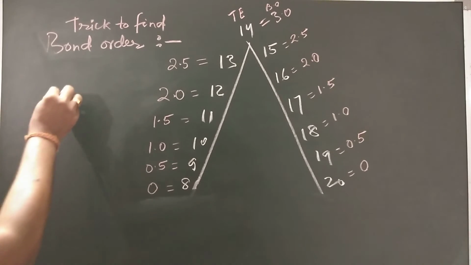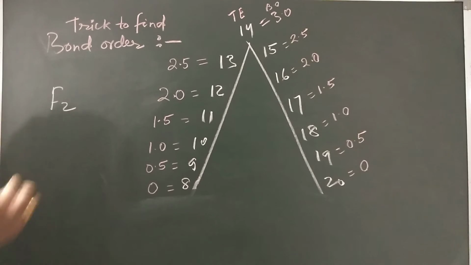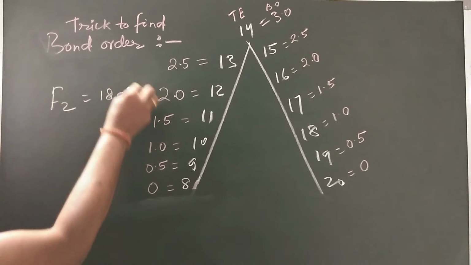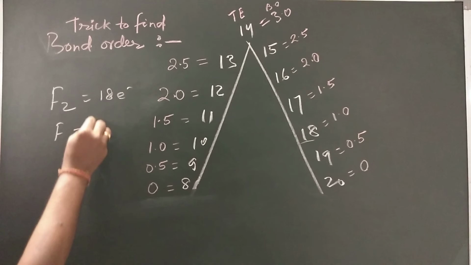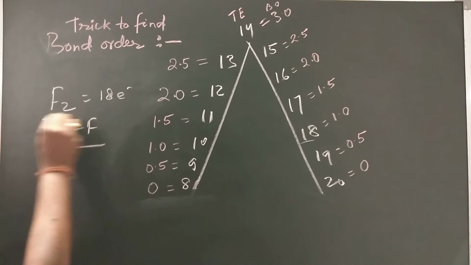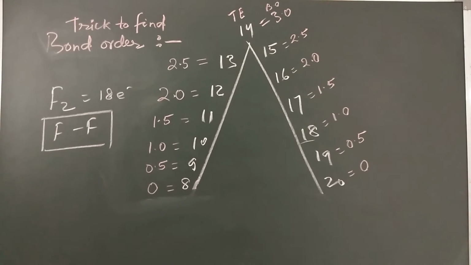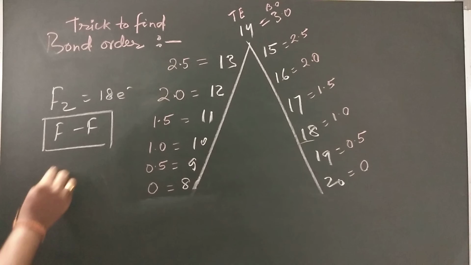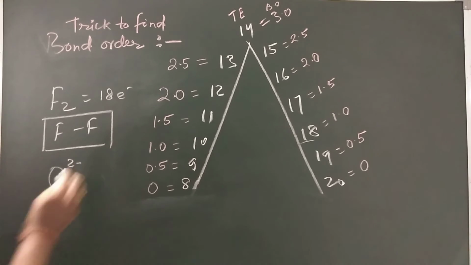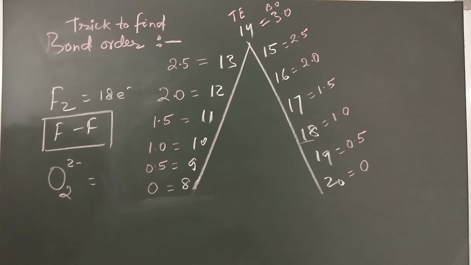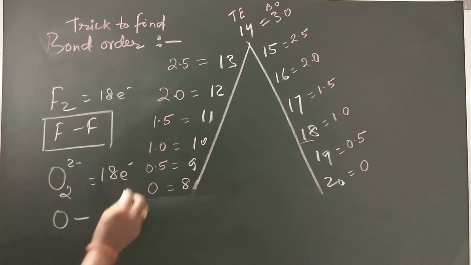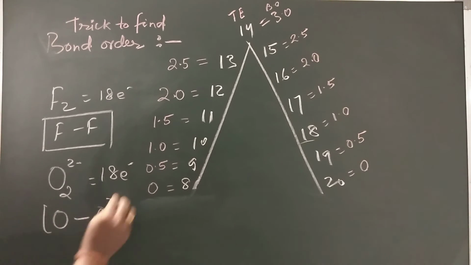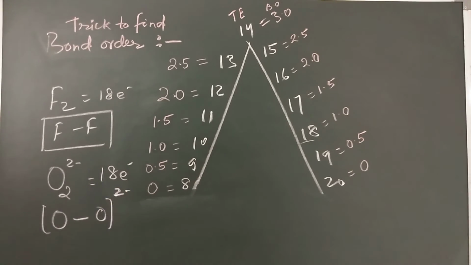If you want to check for F2, fluorine is 9, so it has 18 electrons. So if you see the table, in case of 18 electrons, the bond order is 1. So a single bond is present between the two fluorine atoms in the F2 molecule. Suppose if you see O2 2 minus, oxygen is 8, 8 twos are 16, and 2 minus adds 2, which makes it 18 electrons. So the bond order is a single bond. This is a peroxide linkage, so an O-O single bond.